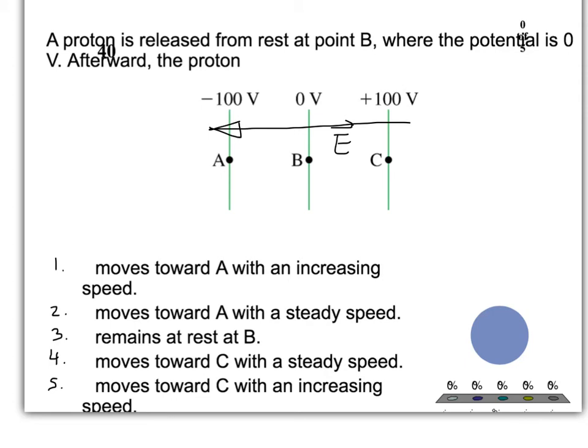So the particle will experience a force pointing to the left, and it will begin accelerating. You can also see that the spacing here is the same as here. So remember that the potential difference is not only proportional to the electric field, but also the distance between the two equipotential surfaces. So it will definitely start accelerating, and it will maintain that acceleration. So the correct answer here is it will move towards A with increasing speed.